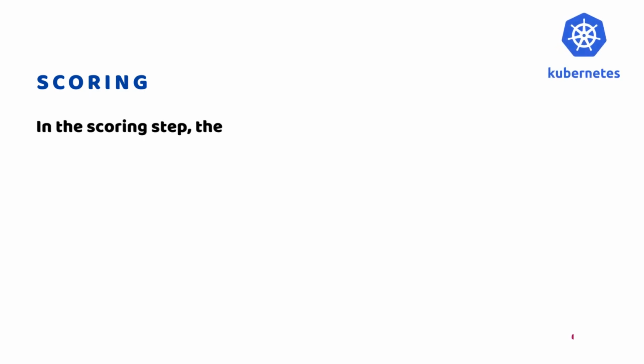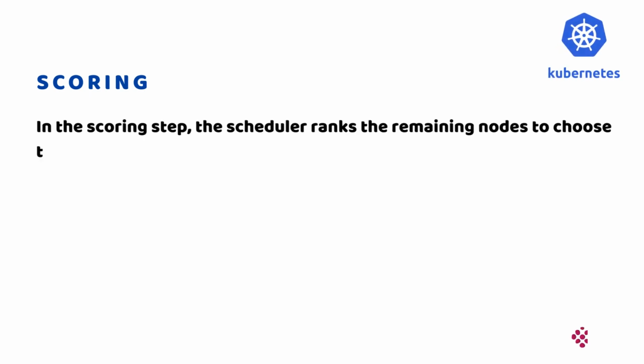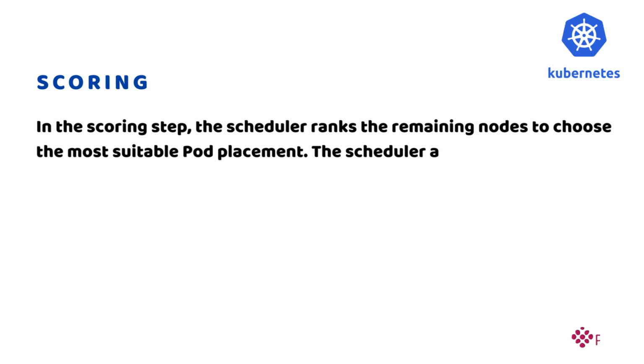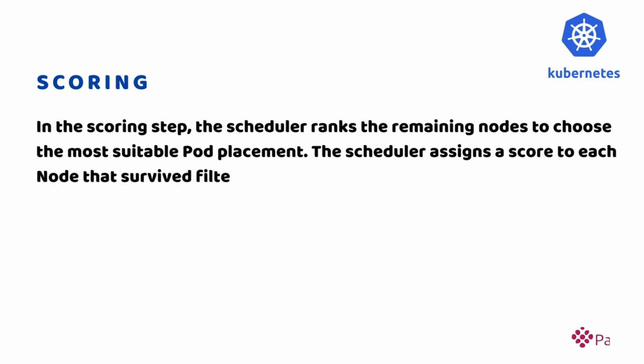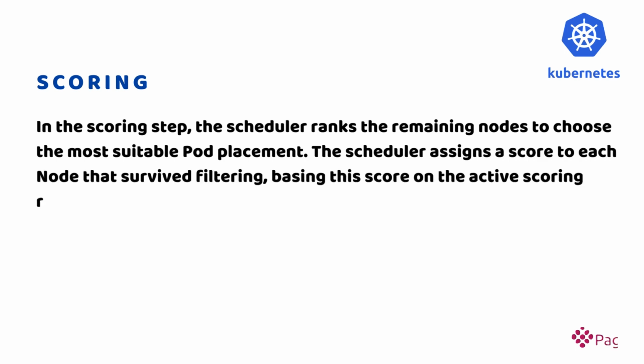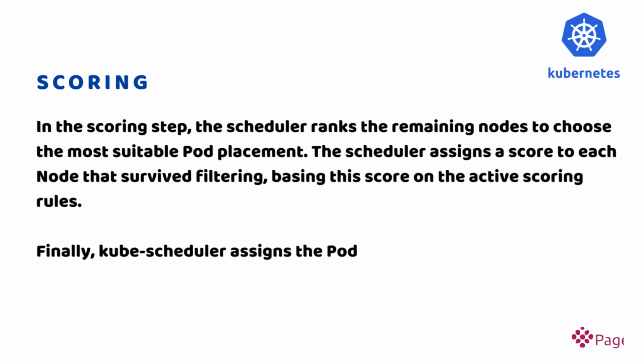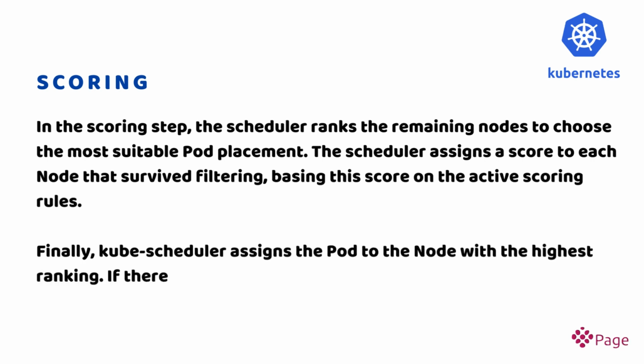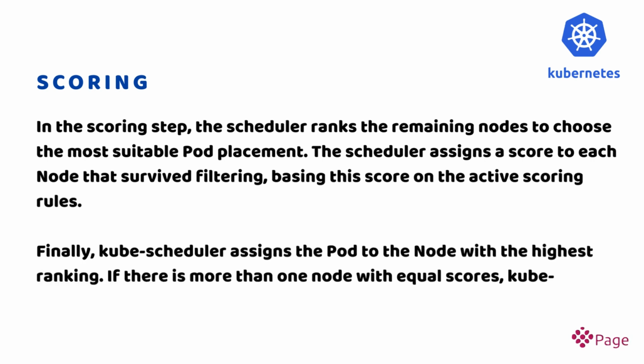In the scoring step, the scheduler ranks the remaining nodes to choose the most suitable pod placement. The scheduler assigns a score to each node that survived filtering, basing this score on the active scoring rules. Finally, Kube-scheduler assigns the pod to the node with the highest ranking. If there is more than one node with equal scores, Kube-scheduler selects one of these at random.